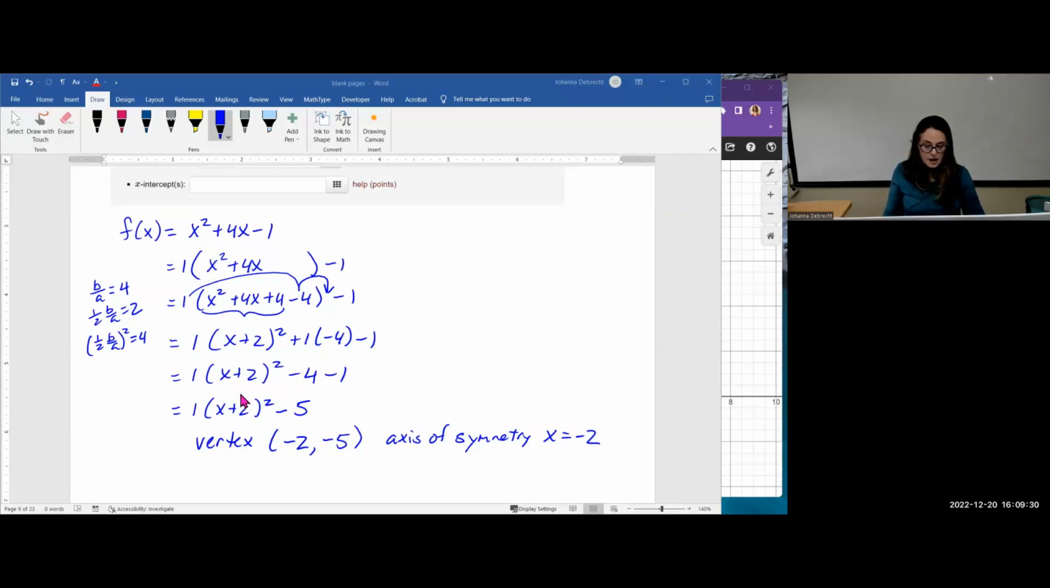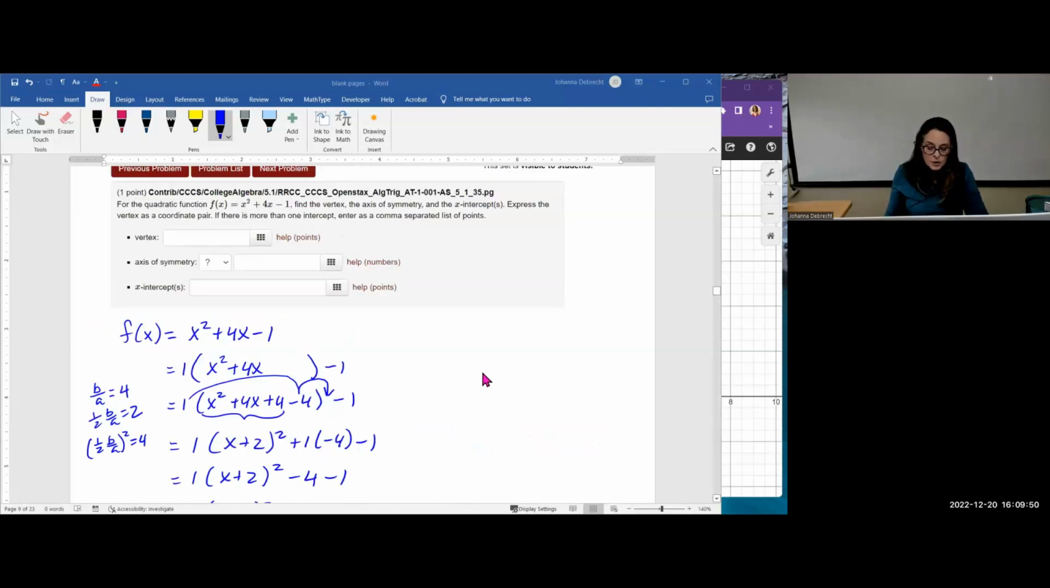Remember to take the opposite of what's sitting next to x because it's close to that variable. So I got -2 for the x coordinate of the vertex and -5 for the y coordinate of the vertex. Then the line of symmetry or axis of symmetry is x equal h. So in this case, it's x equal -2. So far, so good. Now what we want are the x-intercepts.